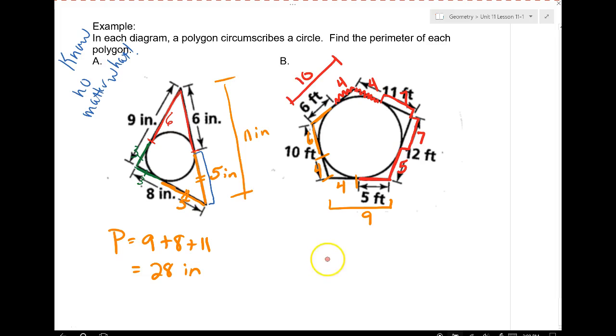Well, let's do the perimeter. Just add up the 5 sides of that pentagon, right? So I'm going to start here with this one, and I'm going to go counterclockwise. Why not? So I got 10 plus 9 plus 12 plus 11 plus 10. And you should get with this one, if you did it right, I think it's 52 feet.